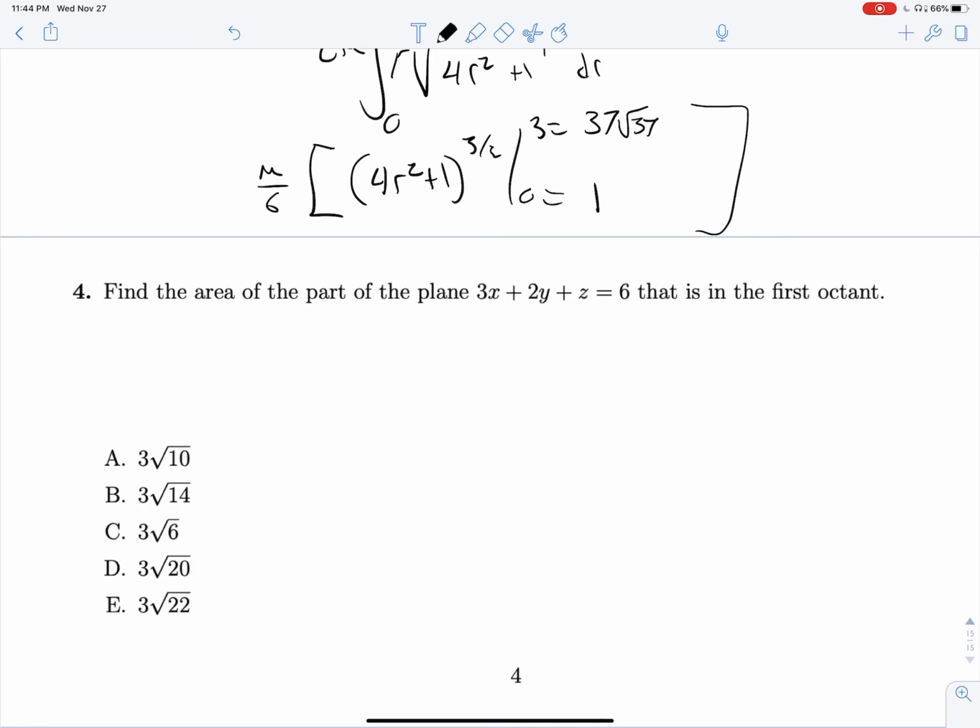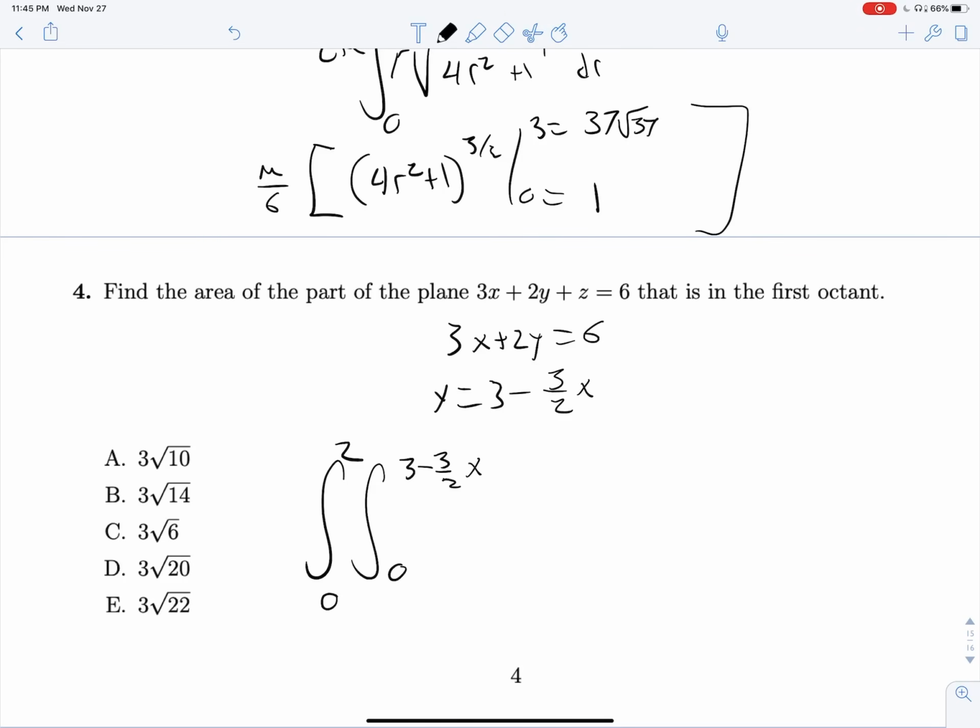And finally, let's find the area of this thing. Let's see if we can do it in like 30 seconds. So, okay, setting z equal to 0, we're going to get 3x plus 2y equals 6. We can put this in the form y equals 3 minus 3/2 x. Okay, that's good. So we can set up an integral from 0 to 3 minus 3/2 x, and from 0 to 2 on x, dy dx of, well, zx squared is going to be 9, zy squared is going to be 4. So we're going to have, let's see, 13, 14, and we're done.